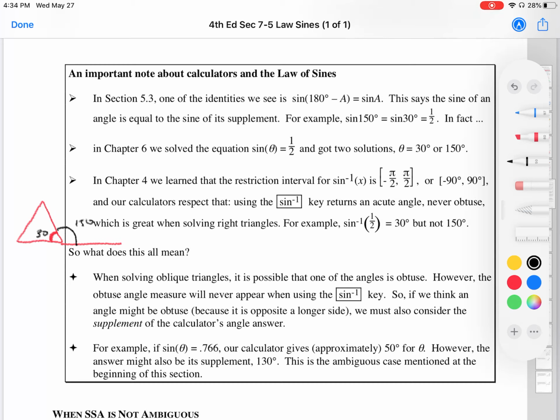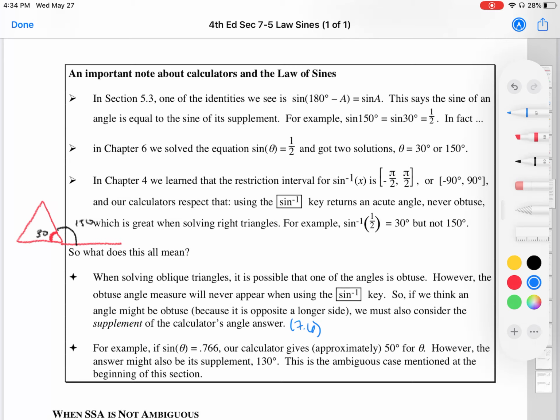So what does this all mean? When solving oblique triangles, it is possible that one of the angles is obtuse. However, the obtuse angle will never appear when using sine inverse. So if we think an angle might be obtuse because it is opposite a longer side, we must also consider the supplement of the calculator's answer. So this is getting us ready for our next section, 7.6. For example, if sine of theta is 0.766, our calculator approximately gives us 50 degrees for theta. However, the answer might also be a supplement, which is 130.